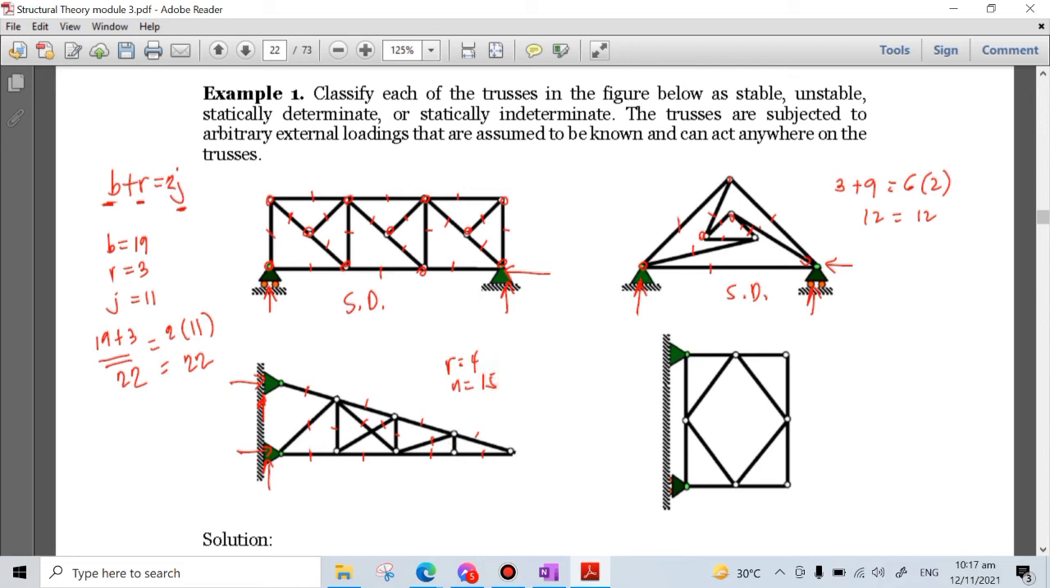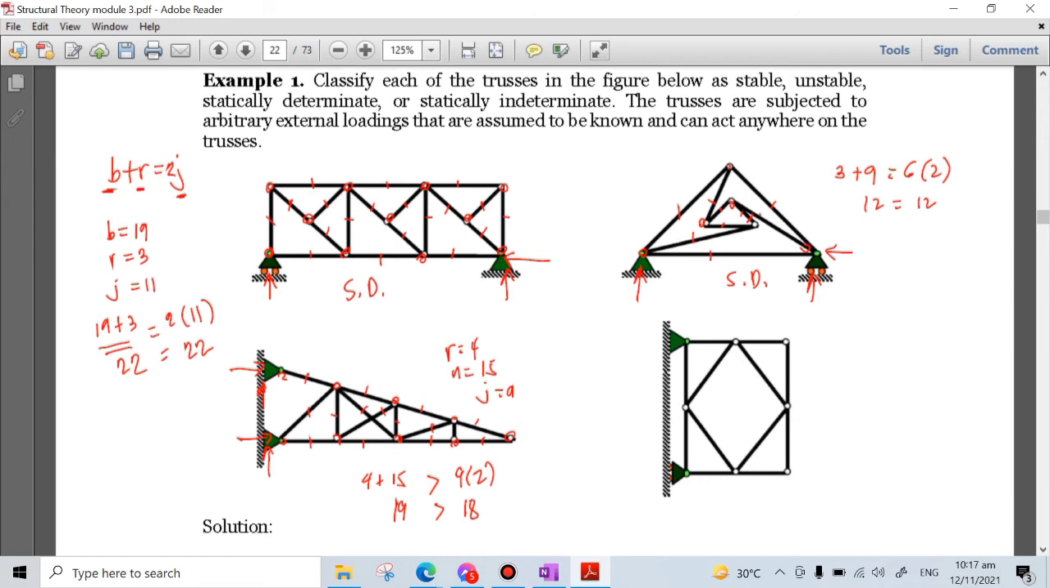Ayan. So, number of joints natin, we have 1, 2, 3, 4, 5, 6, 7, 8, 9. So, we have here 4 plus 15. Ano yan siya sa 9 times 2? So, this is 19, and this is 18. So, 19 is greater than 18.